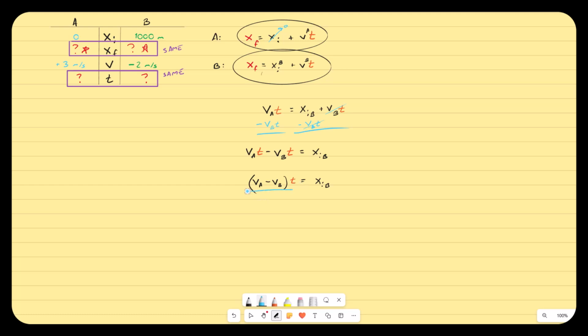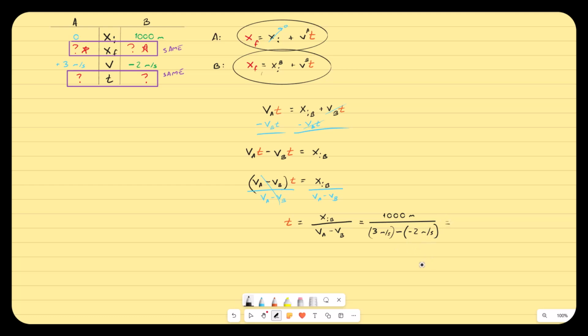I'm trying to get t by itself, so I'm going to divide by VA minus VB over here and over here, and I am left with t by itself. X initial Bailey over v Alex minus v Bailey, and I can start plugging numbers in. X initial Bailey is 1,000 meters. V Alex, that is right here, 3 meters per second, minus v Bailey is negative 2 meters per second.